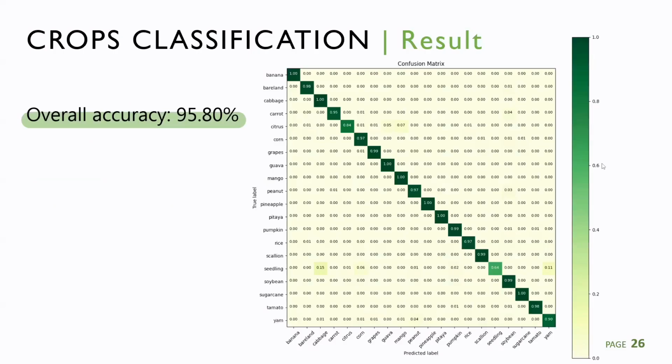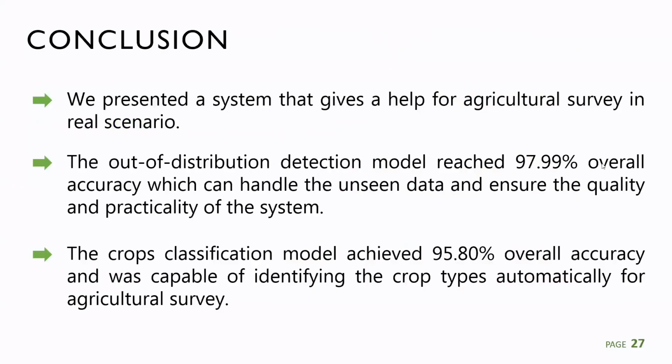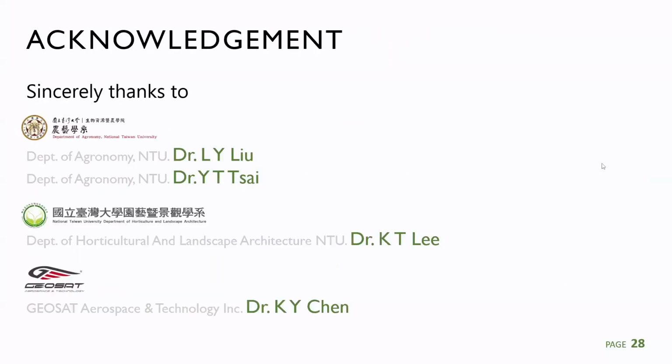Again, the data is split into training and test. And here is the overall test accuracy. You can see the accuracy is 95.08. And here we come to the conclusion, just a summary: for our OOD, the model accuracy is 97.99, and for the crop classification, the accuracy is 98.80.